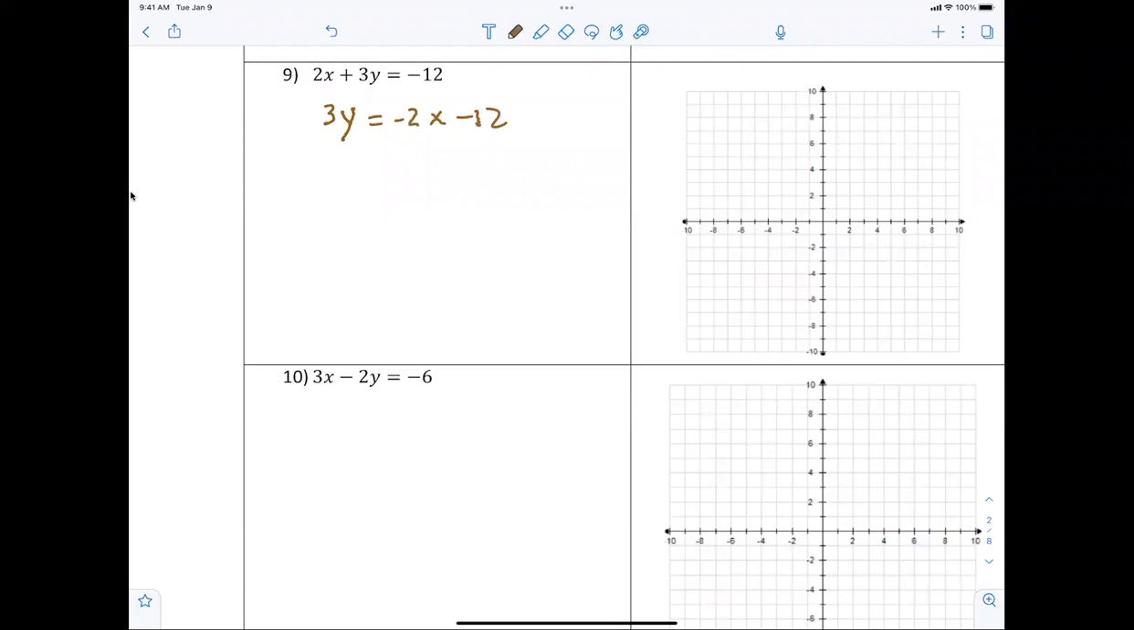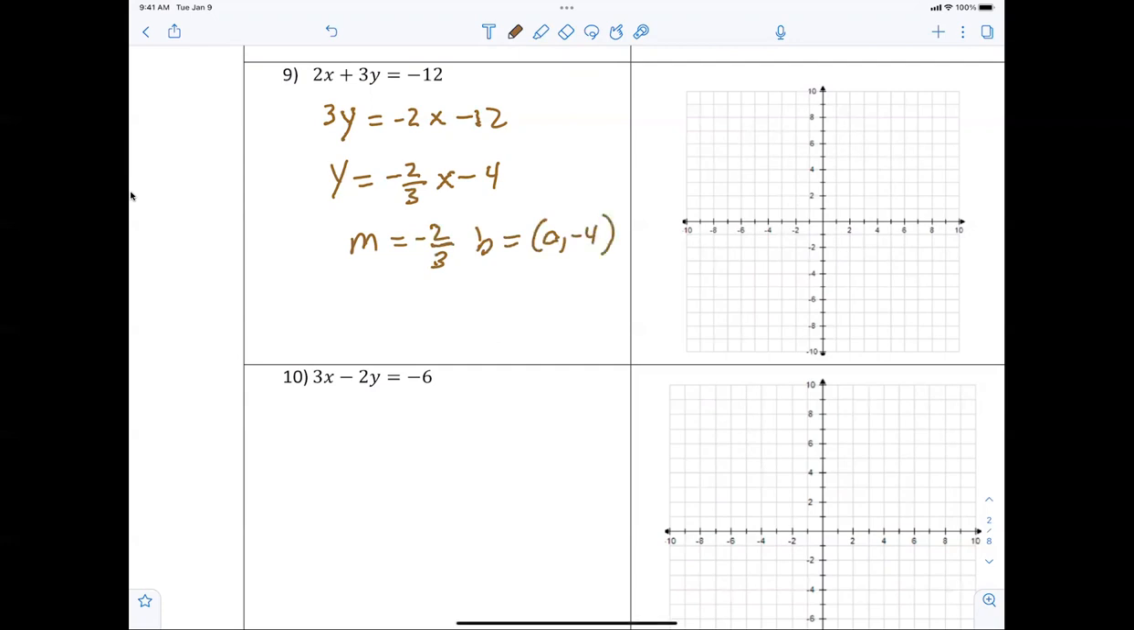Now, from there, I just have to do what? Divide by 3. So everybody knows y equals negative 2/3 x minus 4. Thank you very much. And then right underneath that, you put m equals negative 2/3, and then you put b equals (0, -4).